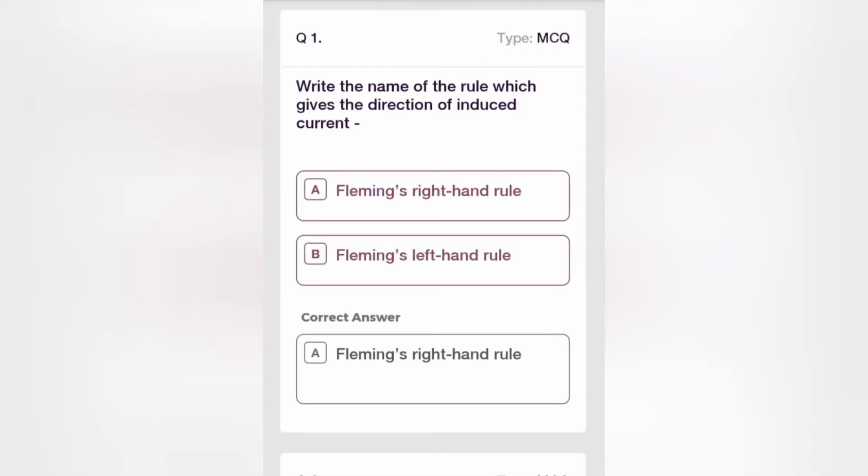Let's begin with the first question. Write the name of the rule which gives the direction of induced current. Option A, Fleming's right-hand rule. Option B, Fleming's left-hand rule.